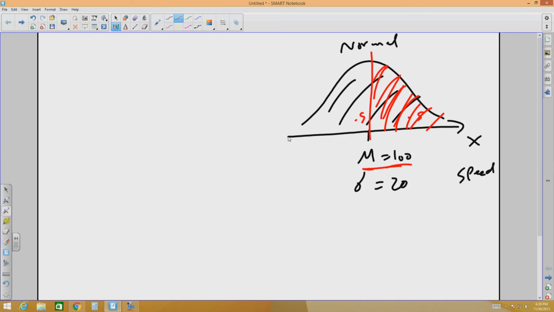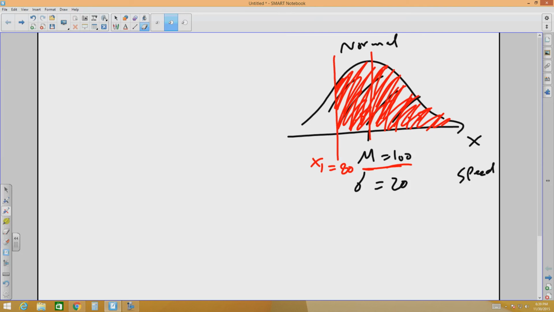Right? So how about if I ask you, what is the probability that the speed of the car is more than 80? More than 80. So 80 here is a particular value, x1 is equal to 80. This 80 is less than 100, so it's going to be on the left side. So that means we need the area here. Above 80, the speed is here. That means the probability is going to be all these areas. So we need to get this area.